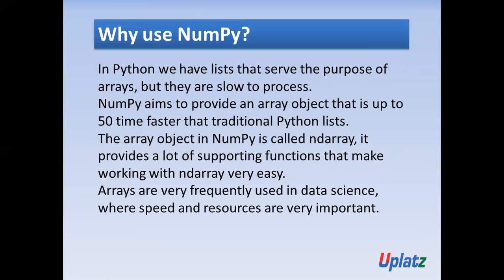Now let's see why we use NumPy. In Python, we have lists that serve the purpose of arrays, but they are slow to process. I hope you know all the things about the list. Is a list homogeneous or heterogeneous? Yes, a list is heterogeneous. And is a list mutable or immutable? Tell me.